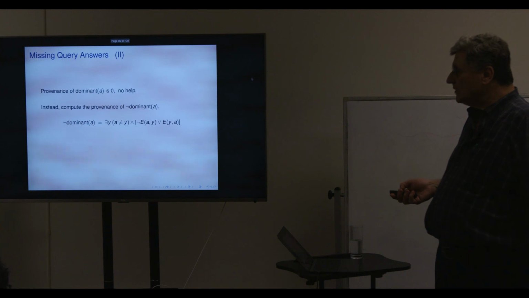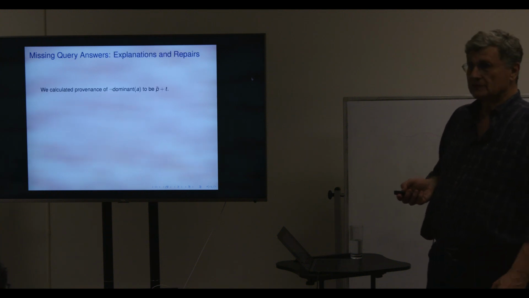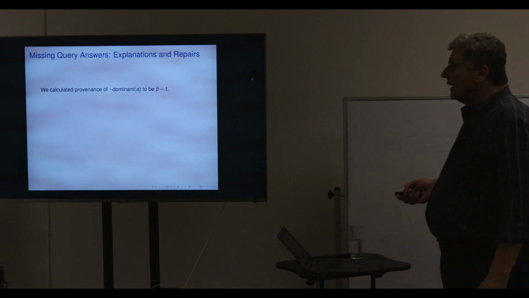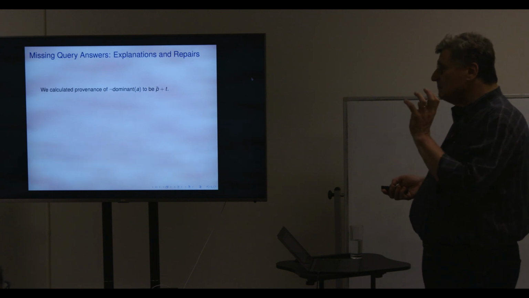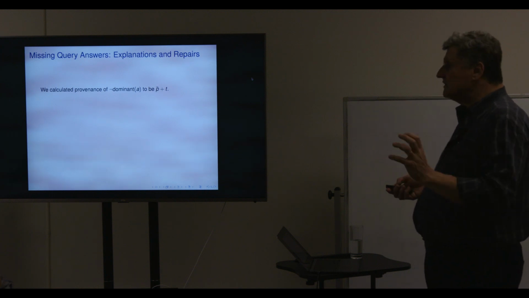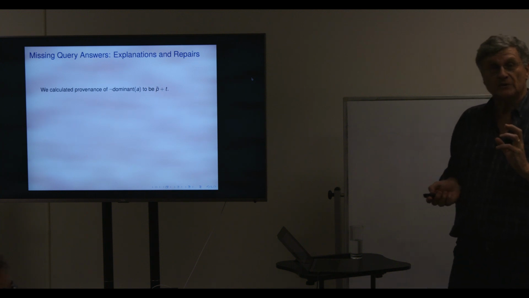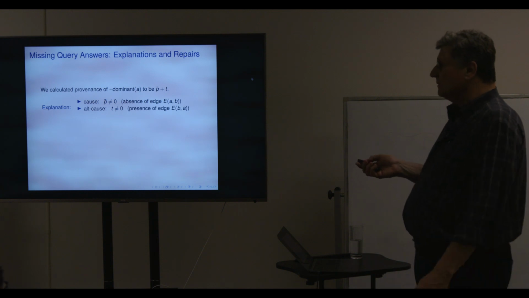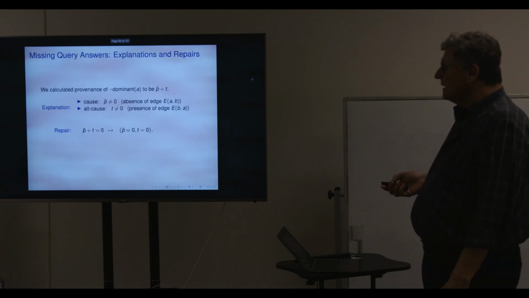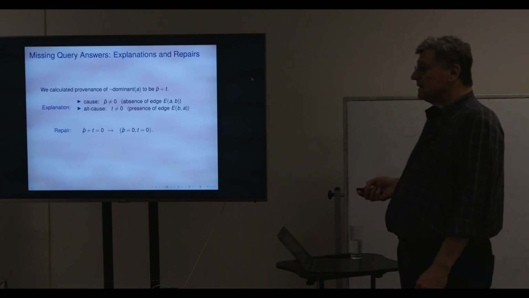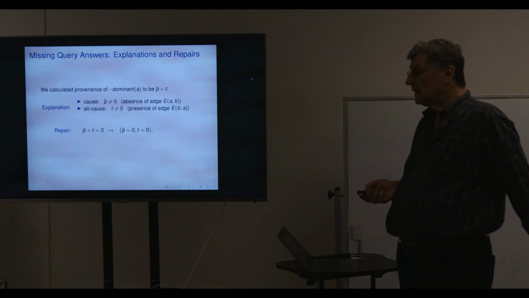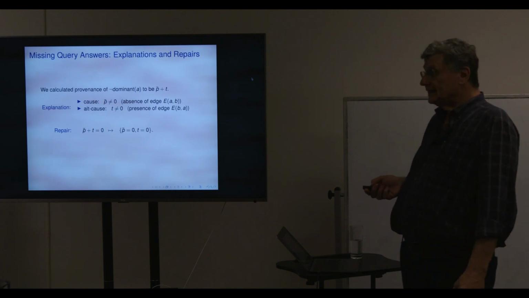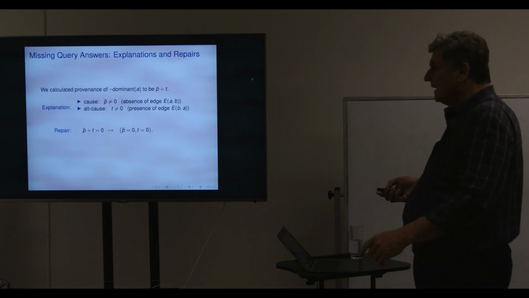Not only that, but you can also do repairs. So we just went through explanations. But you can do repairs by setting the provenance of the negation of dominant of A to 0 and seeing what this means in terms of those variables. So the explanations were p bar plus t, because, well, I just told you. But the repair is the following. In order for p bar plus t to be the 0 polynomial, both p bar and t have to be 0. Not one or the other, both. And that's the repair. The repair is p bar equals 0, t equals 0.